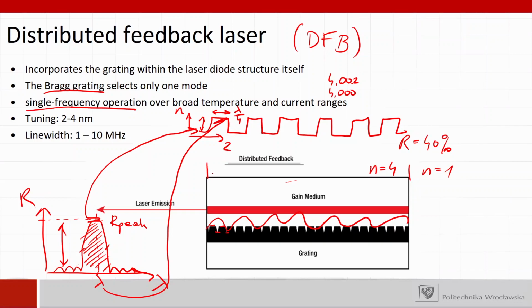It also enables a little bit of tuning of this central wavelength, because if we change the temperature of this structure, we will change the size of this grating, right? So we will change this lambda here, the period of this index change. By that, we are just moving around the central peak wavelength of the reflectivity. By doing that, we can slightly tune the wavelength of the laser. So this is a DFB.